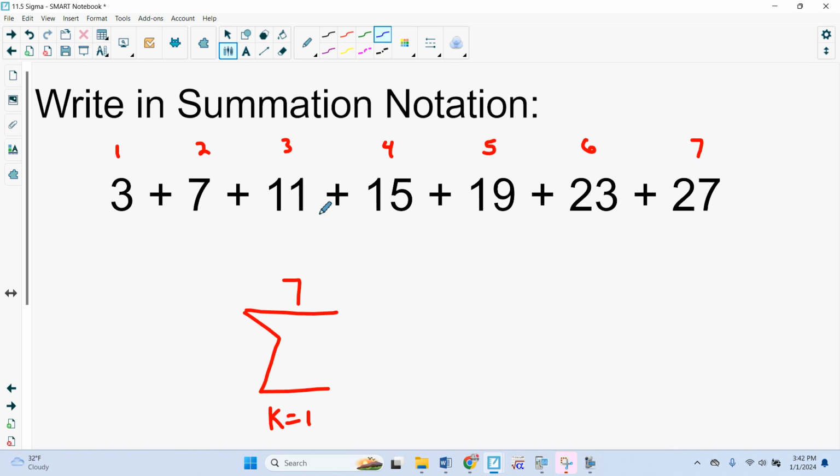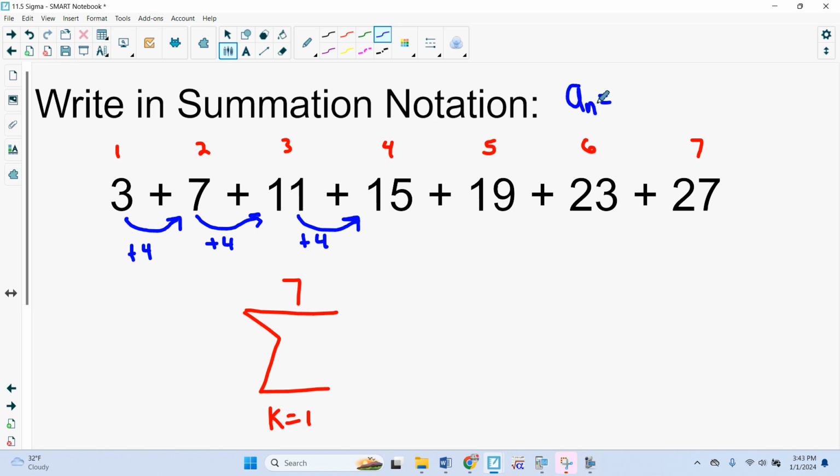Now, to figure out our formula, just like we did at the beginning of this chapter, you want to figure out what type of sequence or series this is. How do you get the next term? And can you figure out the pattern to get the next term? In this case, you can see all of these are just adding 4. So that tells you this is an arithmetic series. So we have a formula for our arithmetic series.